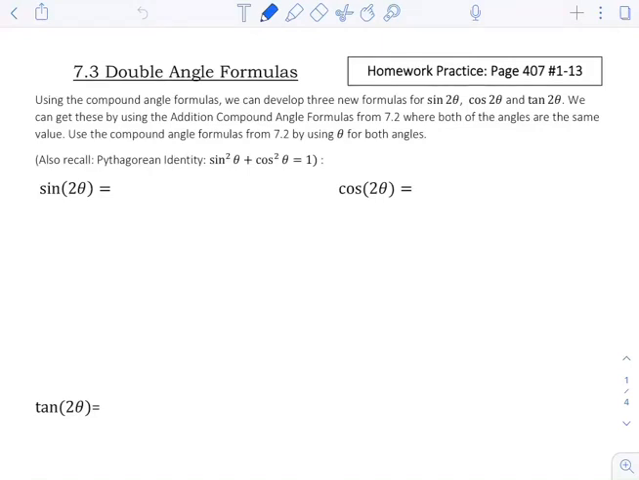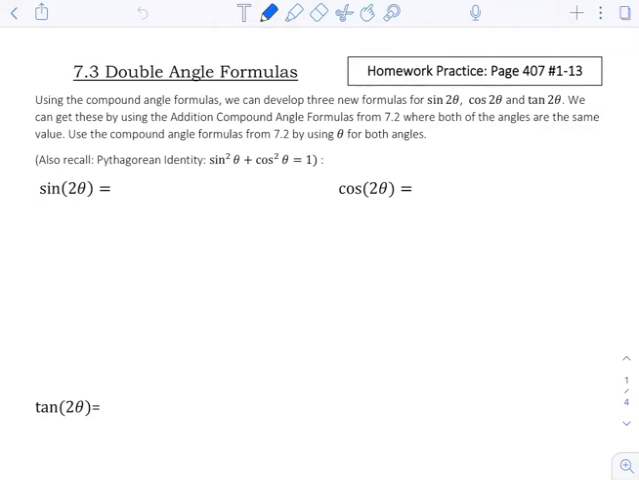All right, double angle formulas. Double angle formulas allow us to find just that, the double of an angle. So if we have something like 60 degrees, I can double that for 120 degrees, and I can find the exact value for those. So using compound angle formulas, we can develop 3 new formulas.